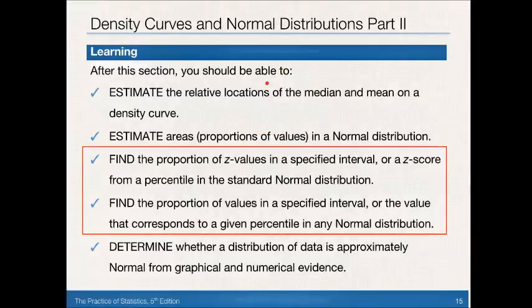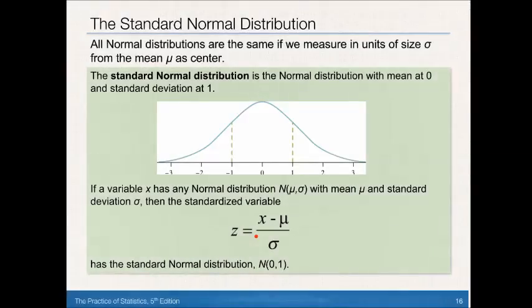Okay, so welcome to part two of section 2.2. This is density curves, normal distribution, but this time we're going to look at how we standardize the normal distribution using the z-score for the percentile, and then we're going to find the proportion of values at a specific interval and such. Okay, so first off, we're going to look at standardizing the normal distribution.